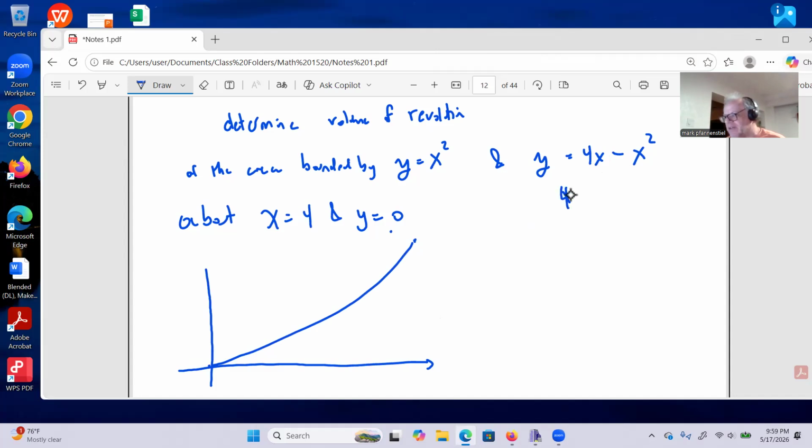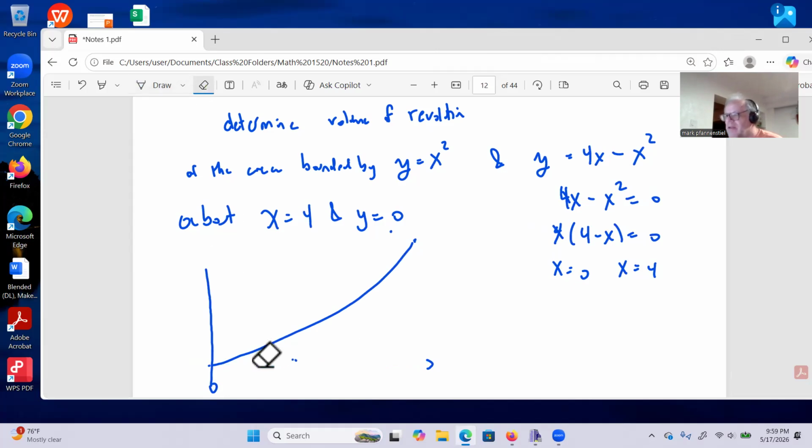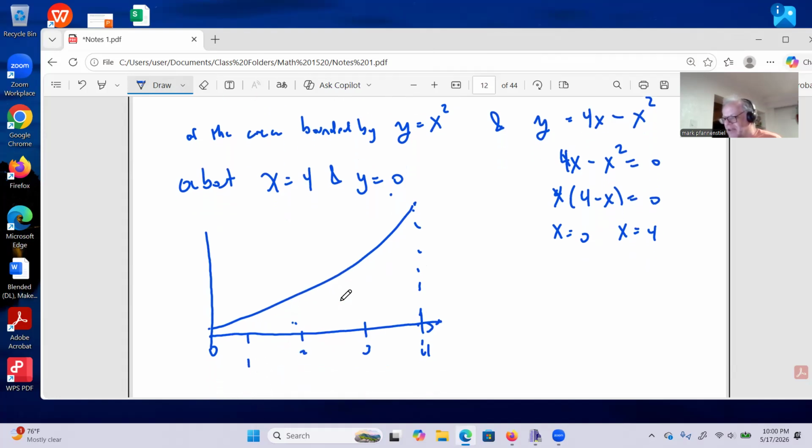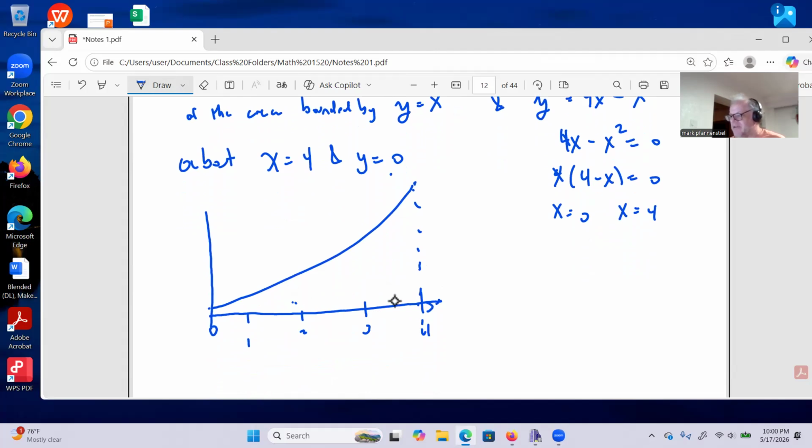We set 4x minus x squared equal to 0 and see what happens. We have an x, so x times (4 minus x) equals 0. So x equals 0 and x equals 4. Let's separate this out a little bit more and draw it out. Here's 4, and we'll say 3, 2, 1, so we have x equals 0 and x equals 4.